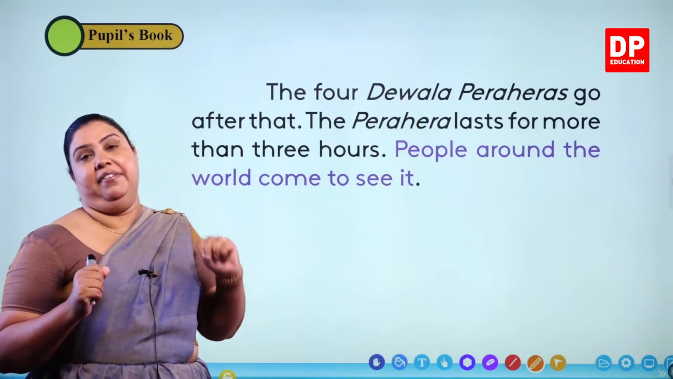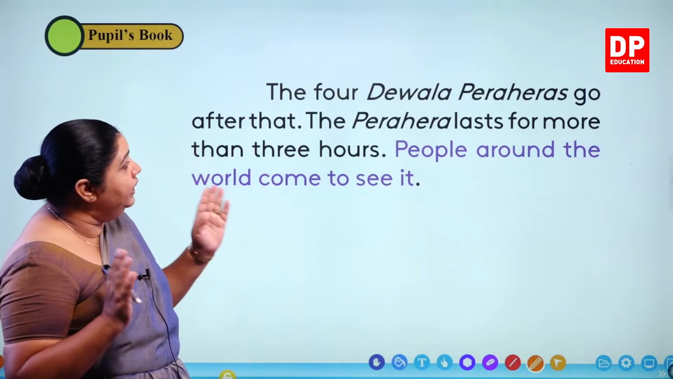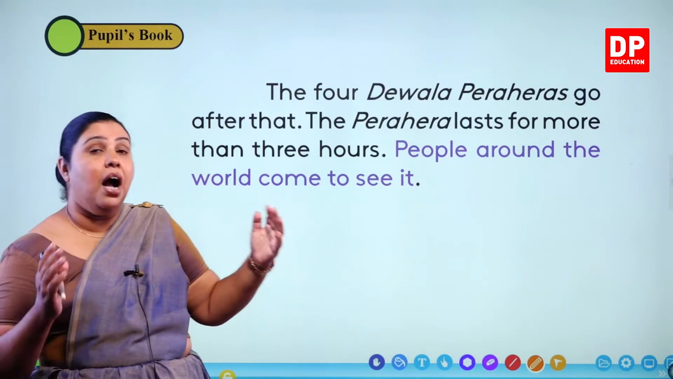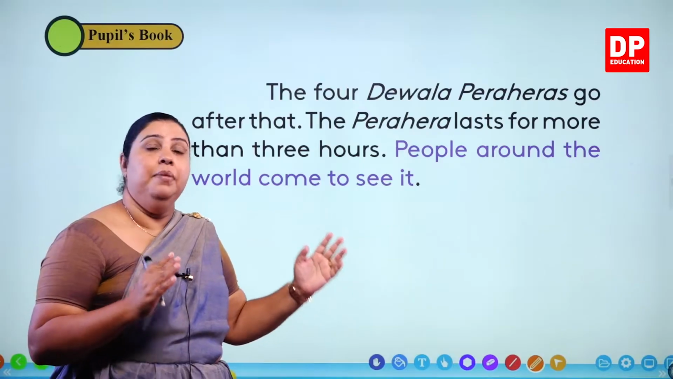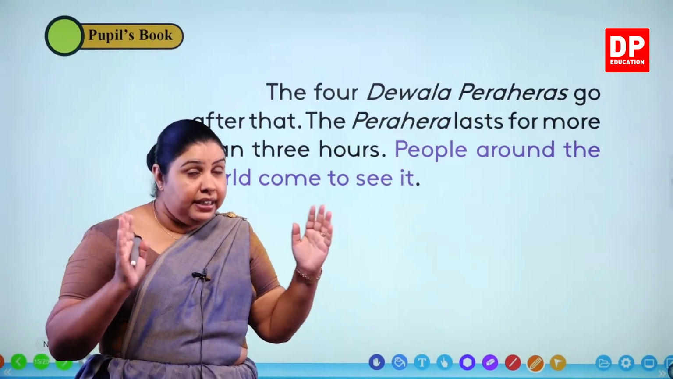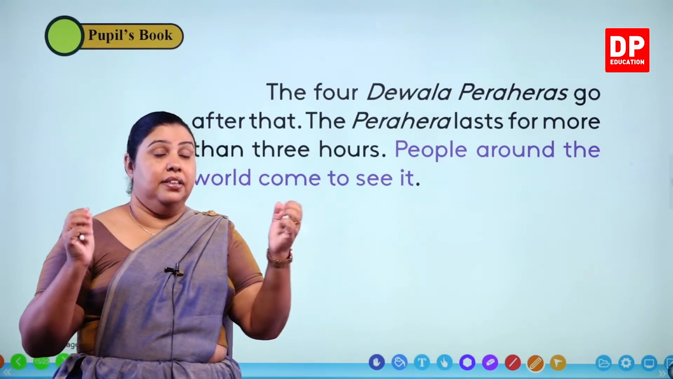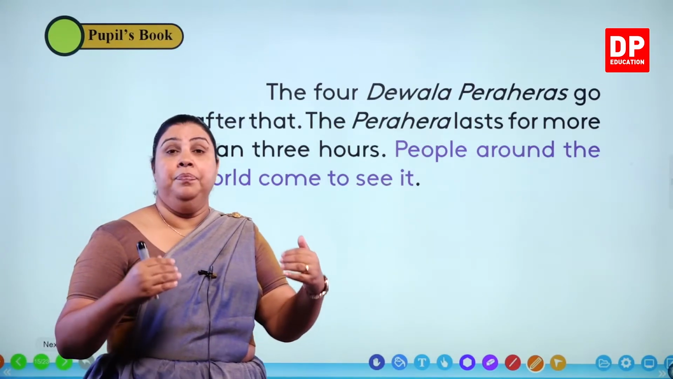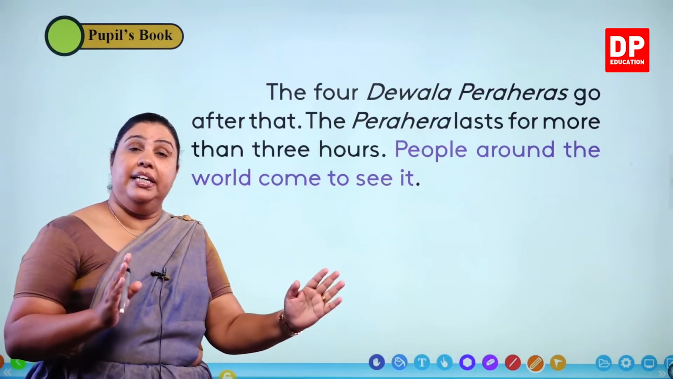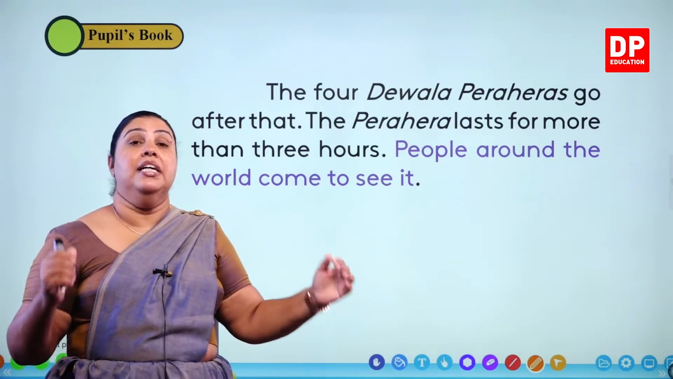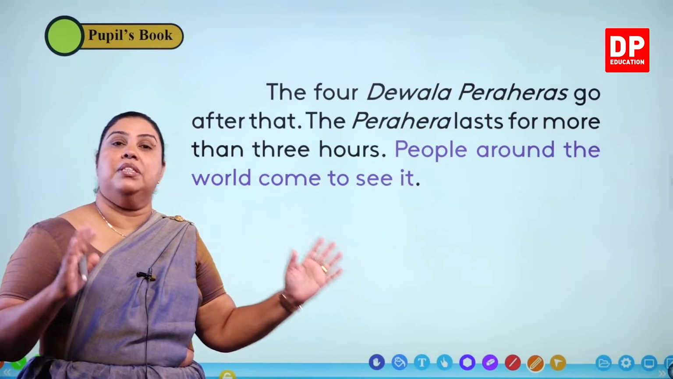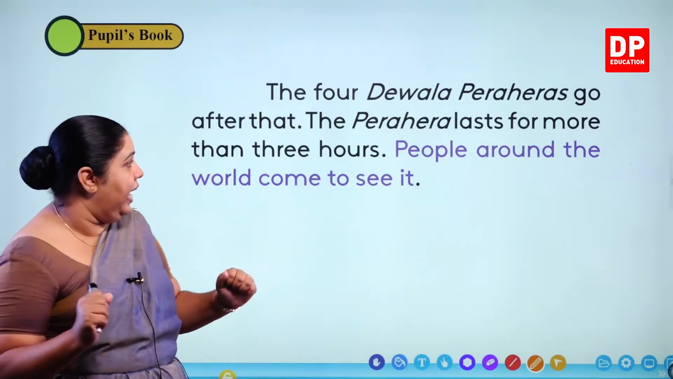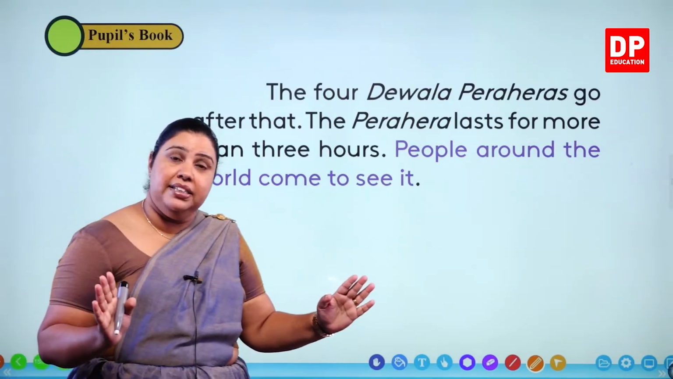There are 4 Devalas. So, all the Devala Peraheras come after the main Perahera and after the tusker who carries the sacred tooth relic. After the tusker moves forward, the Diyavadana Nilame along with the other Nilames, after they walk, then comes the 4 Devala Peraheras. What are the 4 Devalas, children?